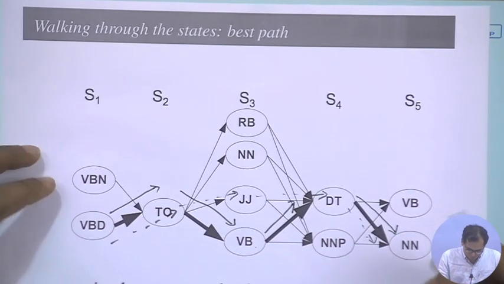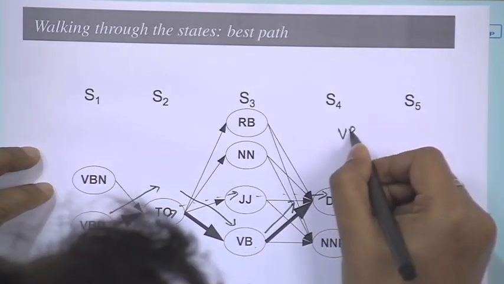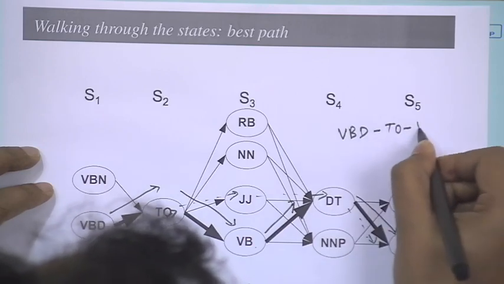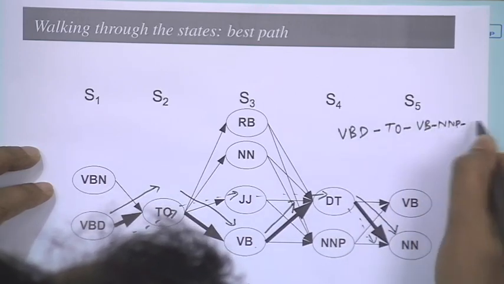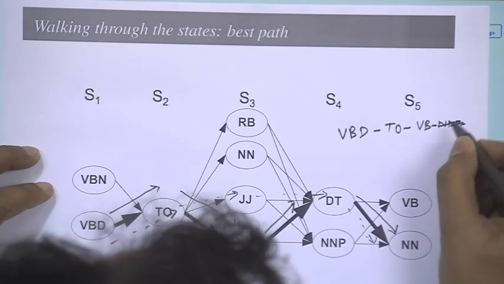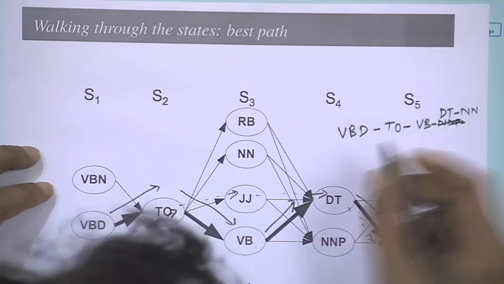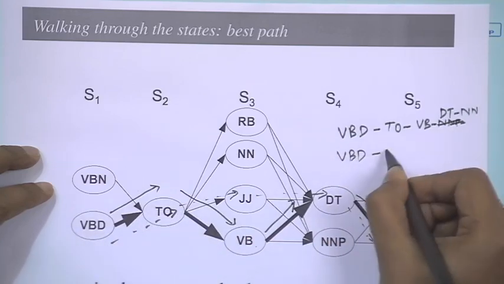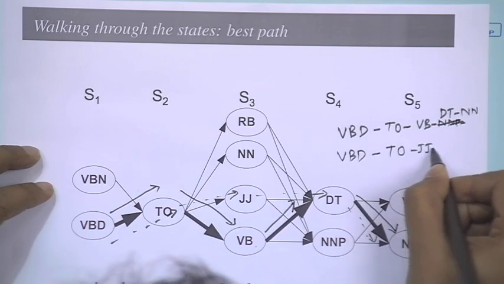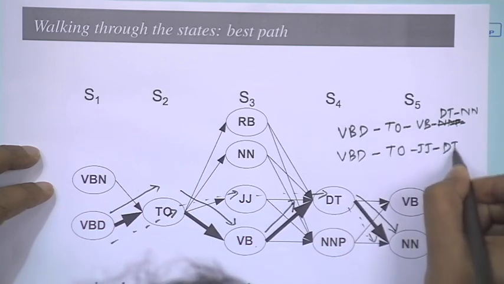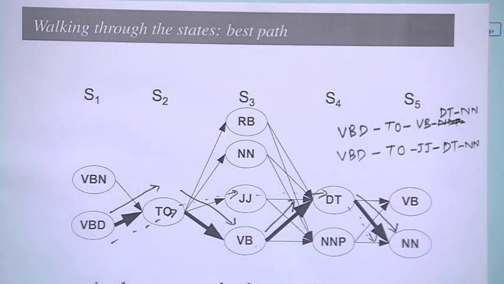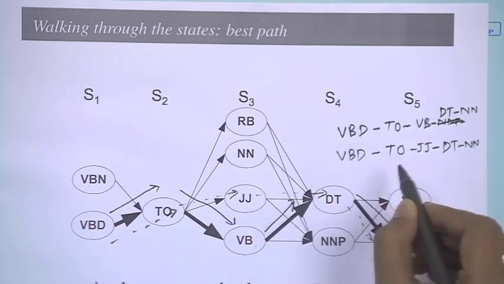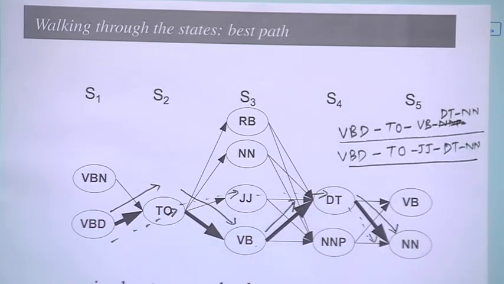Okay. So in VBD, TO, VB, NNP, DT, NN, and VBD, TO, JJ, DT, NN. Okay. So now there are two different tag sequences. Okay, and I want to find out the probability of both of these to find out which one is better.